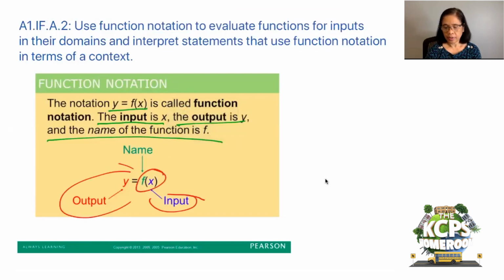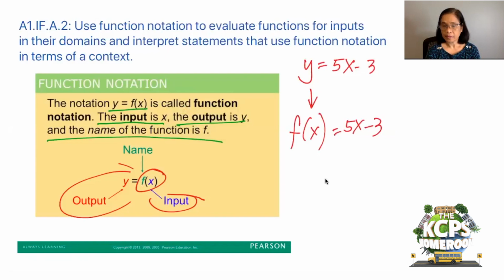So in our previous videos, we have seen equations. Let's say y is equal to 5x minus 3. If we use function notation to represent y is a function of x, or y is equal to f of x is equal to 5x minus 3. Notice that this function is expressed in terms of the variable x, which is the independent variable.